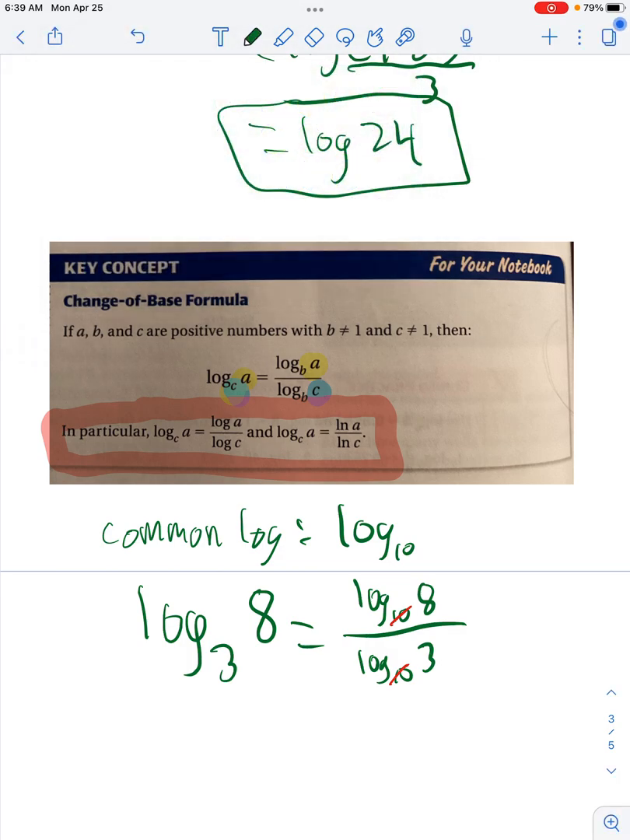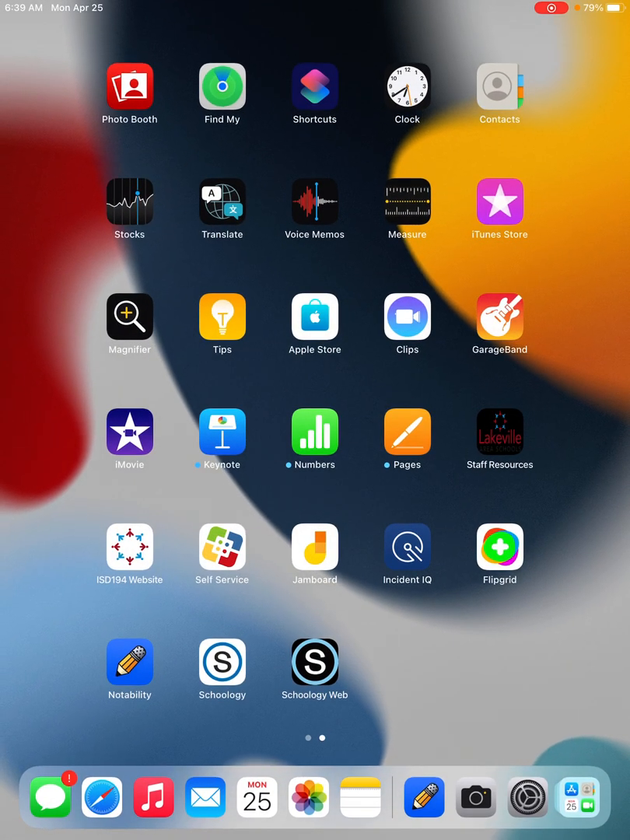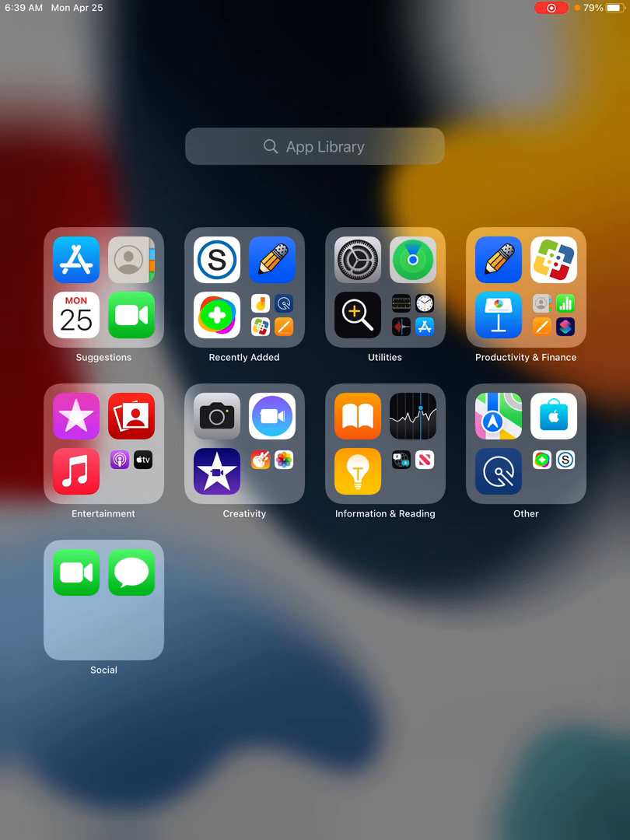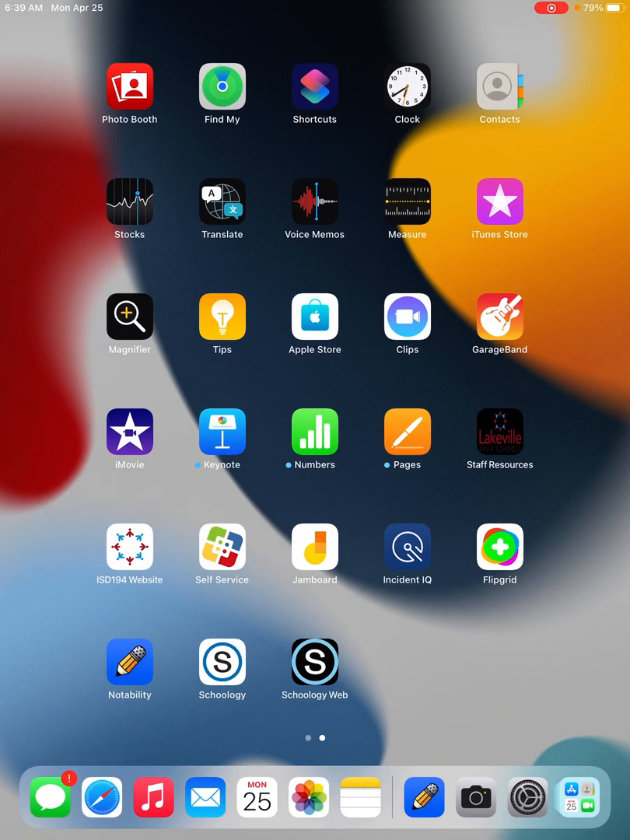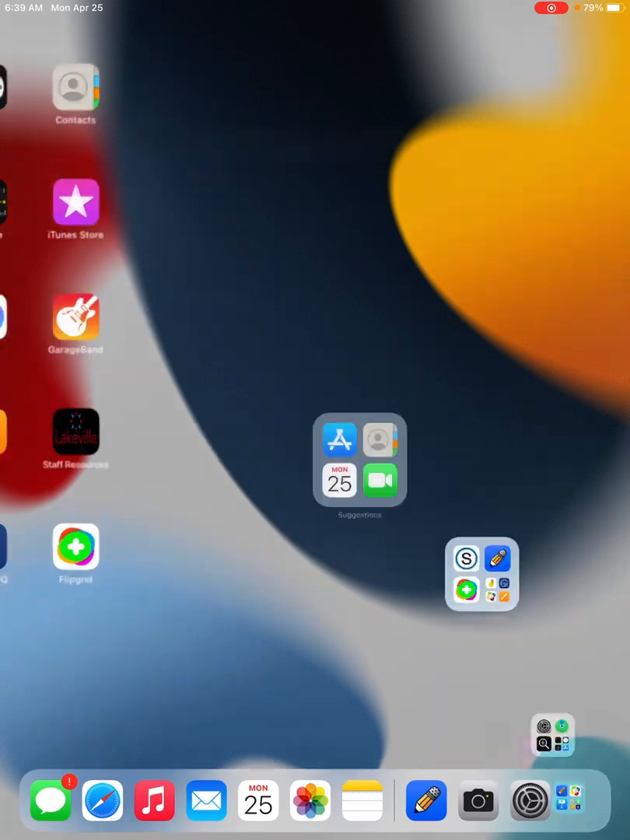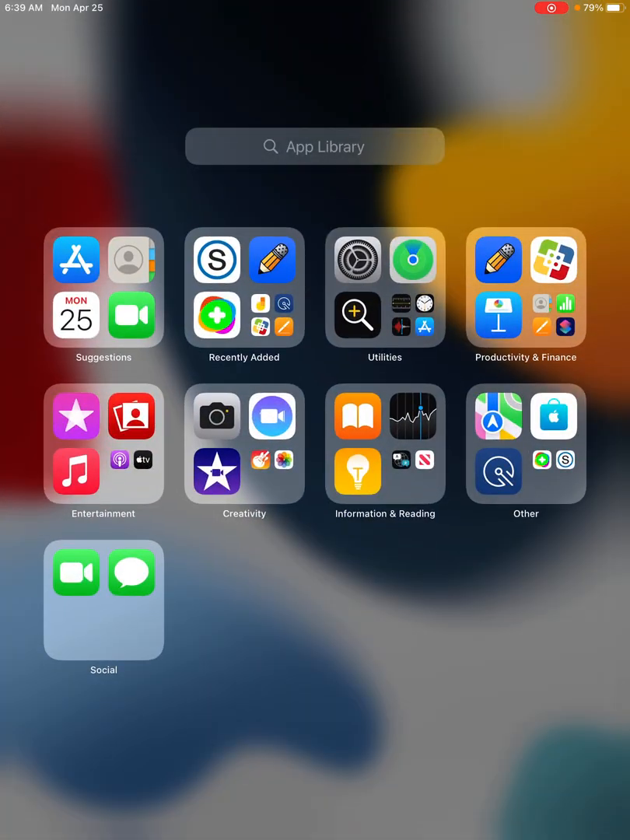And so if I were to, again, use my calculator, I would say, all right, what's log of 8? Let's see here. Mr. Orson got a new laptop and doesn't know where his Desmos app is.